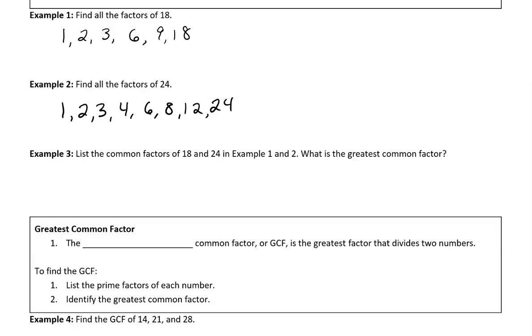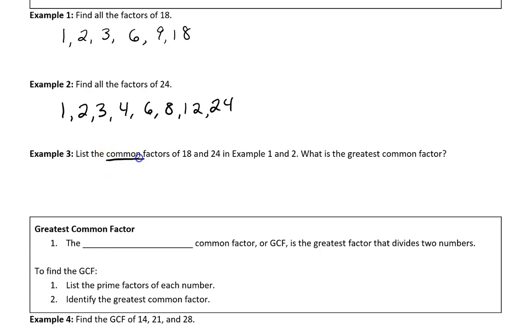In our last two examples, we were listing out the factors of 18 and 24. And then in example 3, they're asking us to list the common factors of 18 and 24 from examples 1 and 2. And then what is the greatest common factor? So let's start with the list here. So we want the common factors.